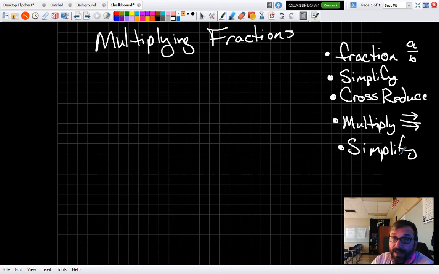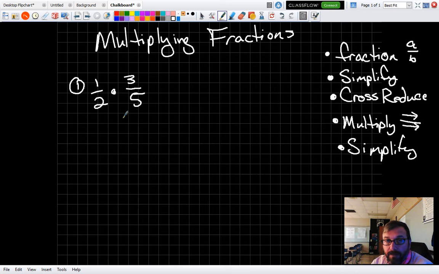Okay, so let's look at a couple examples on this. Now, in your orange foldable, the first example was 1/2 times 3/5. And if I'm looking at my checklist, these are both in fraction form. They're both already simplified. And cross-reduce, 2 and 3, they don't share any factors. 1 and 5 don't share any factors. So I'm good there.